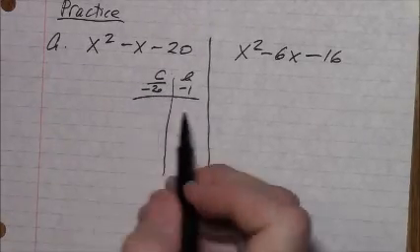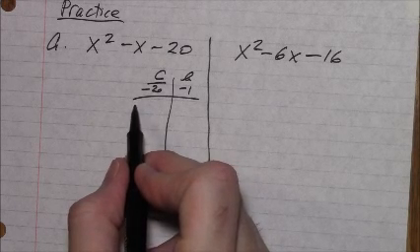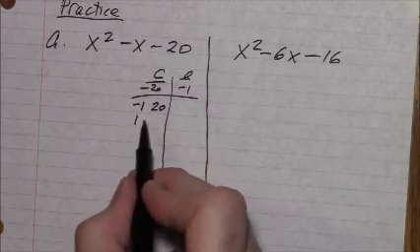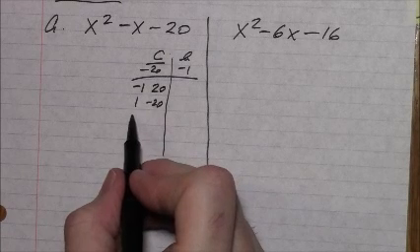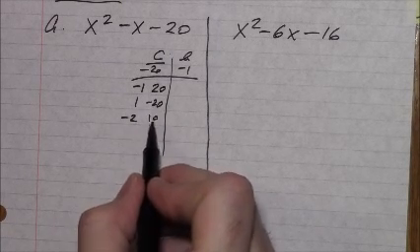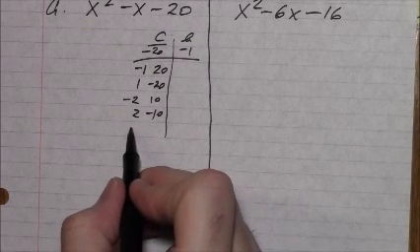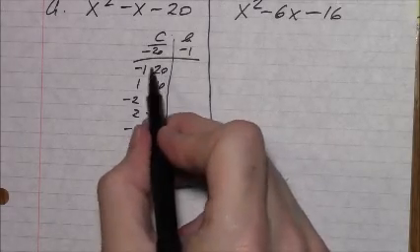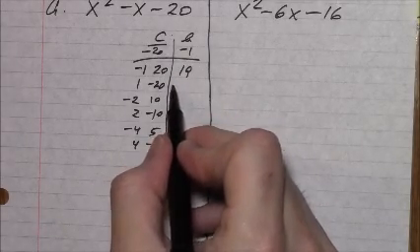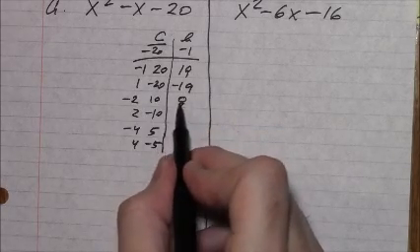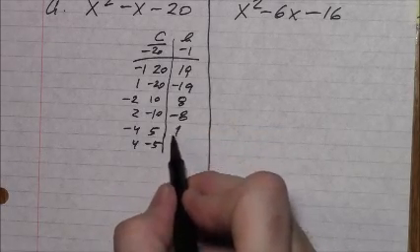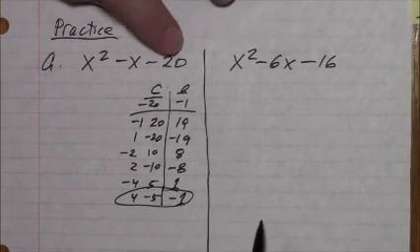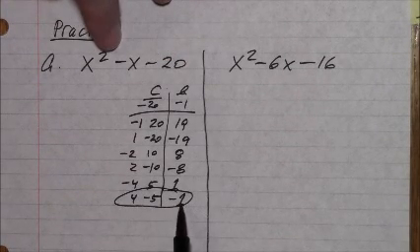Okay, so the numbers that make up negative 20 would be a negative 1 and 20 would multiply to make that. A 1 and negative 20 would multiply to make it. A 2, a negative 2 and a 10, a 2 and a negative 10, a negative 4 and a 5, and a 4 and a negative 5. So that makes 19. That makes negative 19. That makes 8. That's negative 8. That's positive 1, and that's negative 1. This one fits the two requirements of multiplying to make the negative 20, adding to make the negative 1.